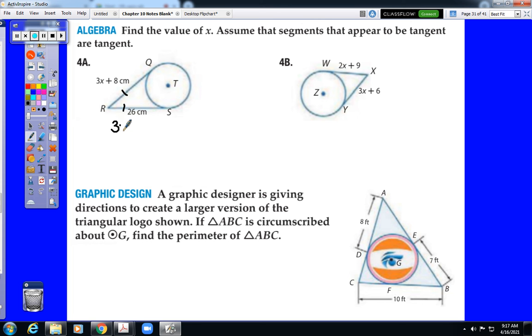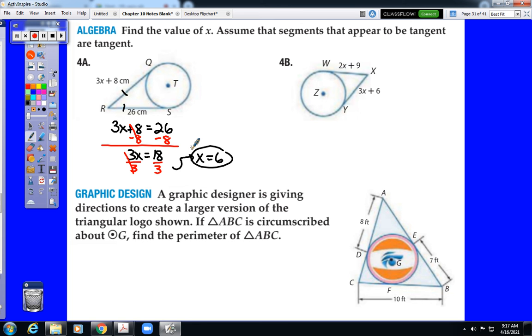So our equation should be 3x plus 8 equals 26. Subtract 8 from each side. Gives us 3x equals 18. Divide by 3. And we get our answer. x is 6.